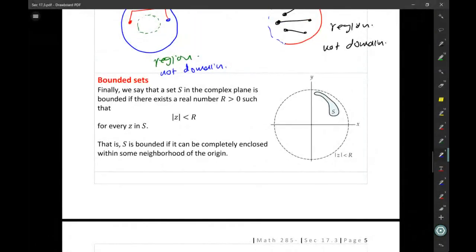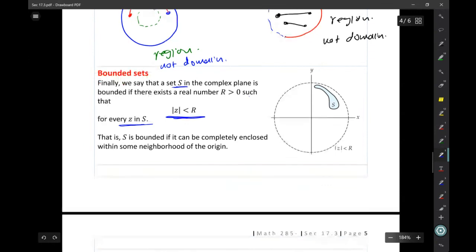Just to finish, this is the last concept, and we will finish the class, inshallah, with this section. Finally, we say that a set S in the complex plane is bounded if there exists a real number R greater than 0 such that modulus Z is less than R for each complex number Z in S.